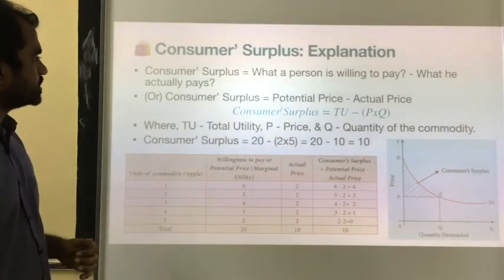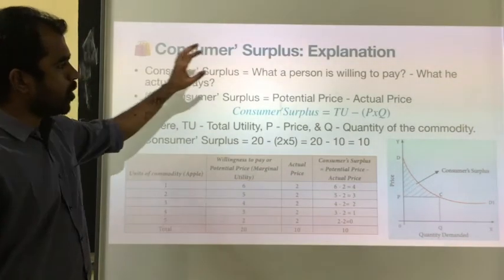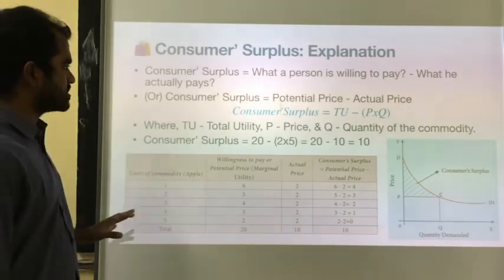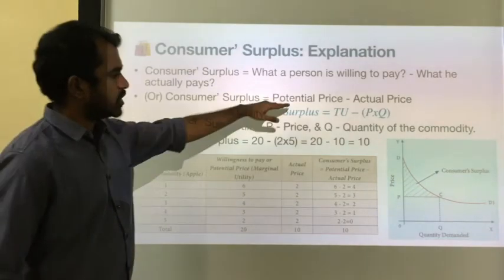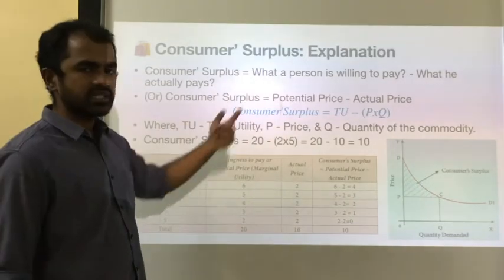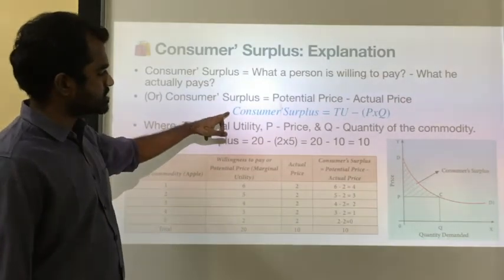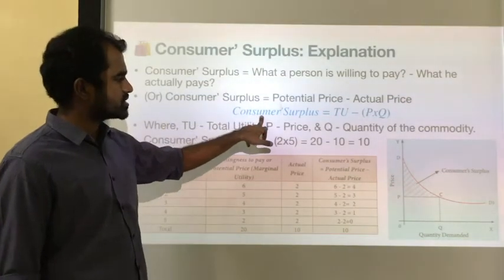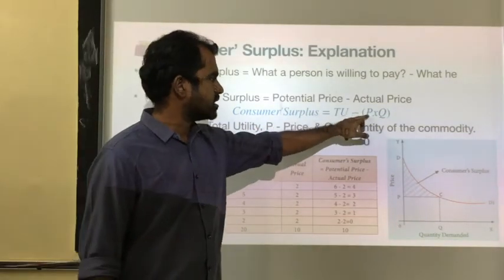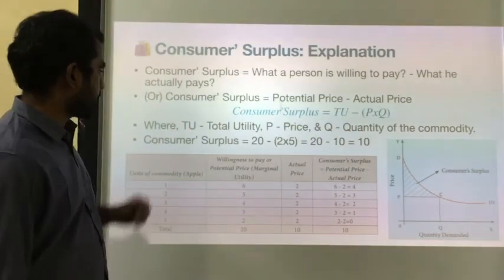So here is an explanation. We have already seen that consumer surplus is what a person is willing to pay minus what he actually pays, or a potential price minus actual price. Potential price is something that you are willing to pay. That is what is known as potential price. In mathematical terms, consumer surplus is equal to TU, which is total utility, minus the product of price and quantity of the commodity.